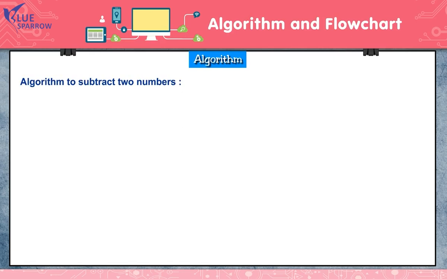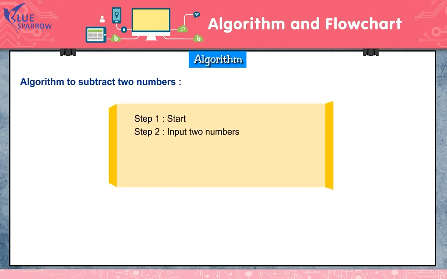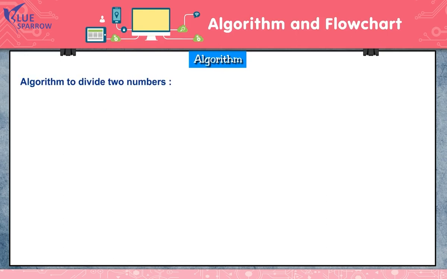Algorithm to subtract two numbers. Step 1. Start. Step 2. Input two numbers. Step 3. Subtract the two numbers. Step 4. Print the result. Step 5. Stop.